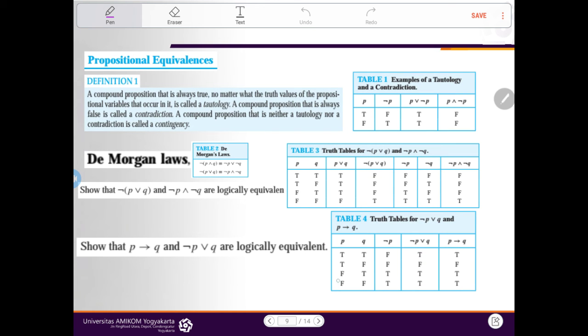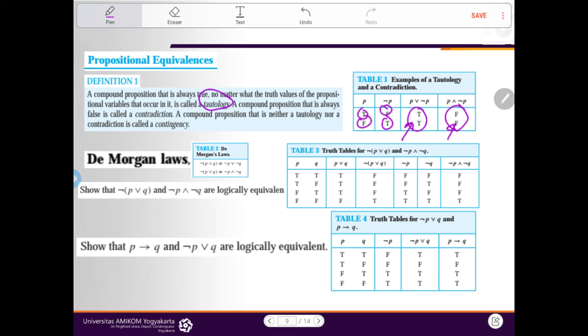We have some definitions. The first is tautology. Tautology is a compound proposition that is always true, whatever the value of the input. Otherwise, contradiction is always false, whatever the value of the input. So this is tautology, and this is contradiction.